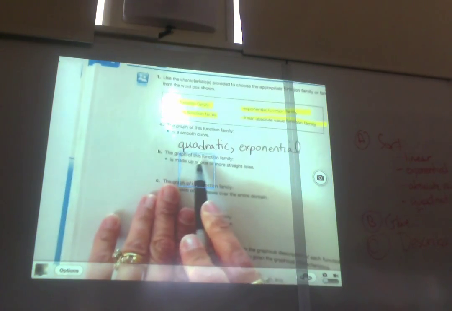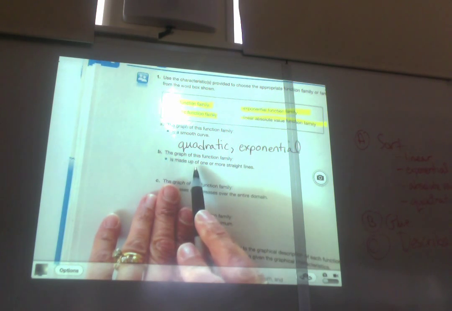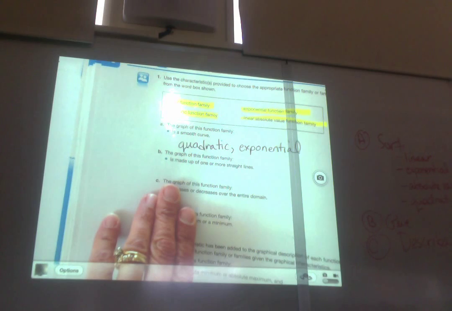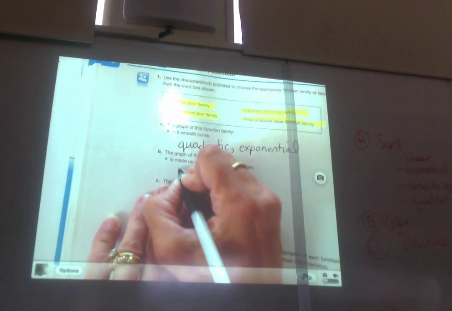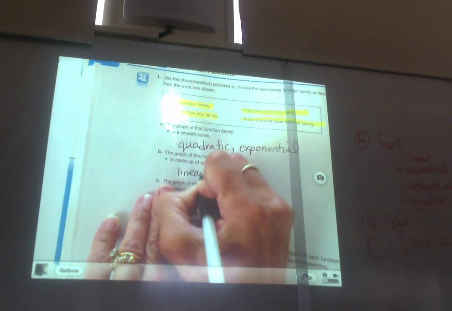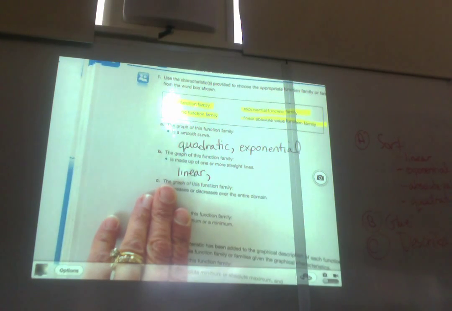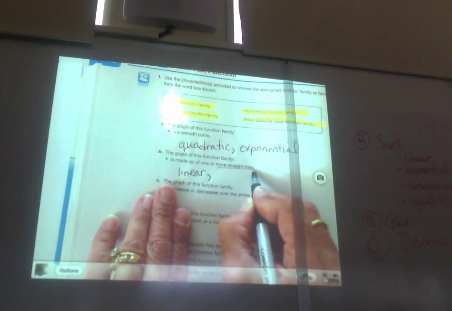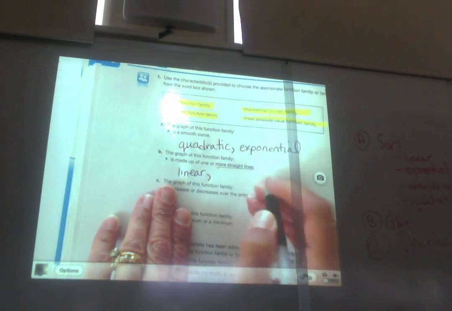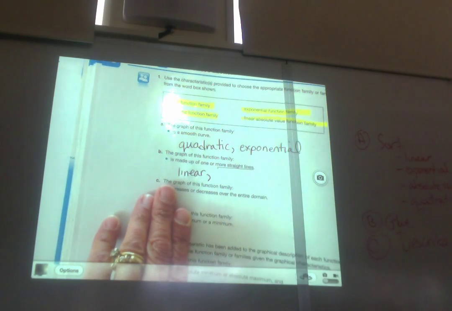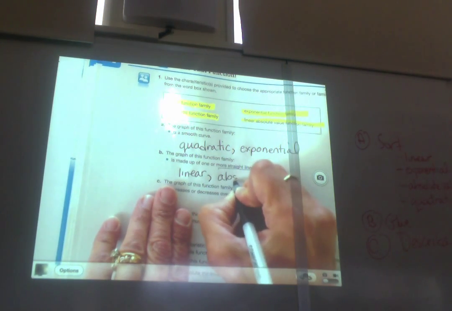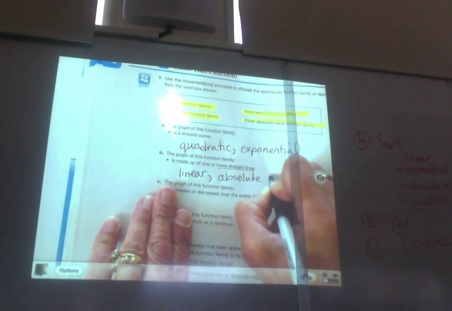The graph of this function family is made up of one or more straight lines. Linear for sure. And what do you think about them saying one or more? I think they're counting absolute value because it's a straight line that hits or changes direction. Absolute value.